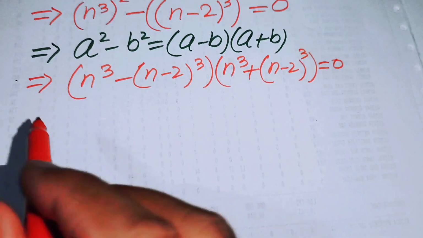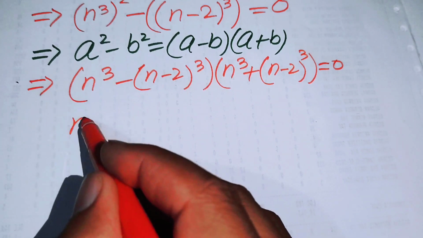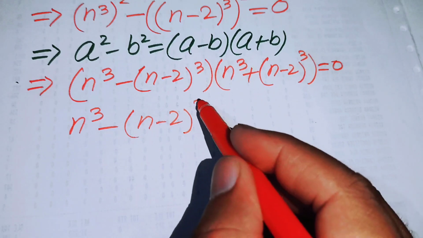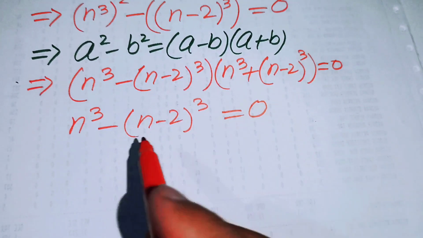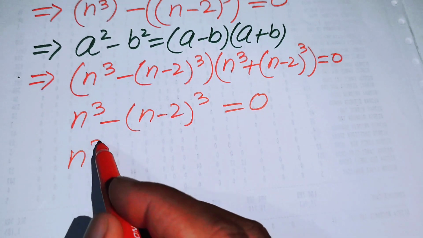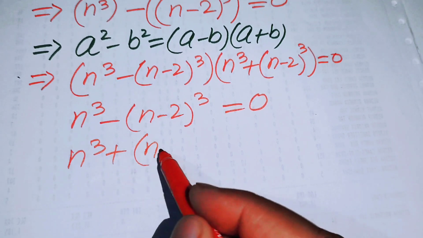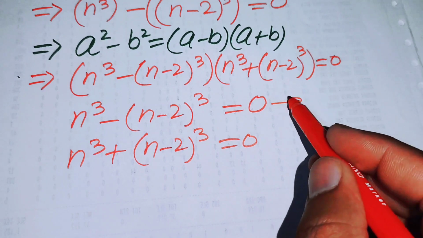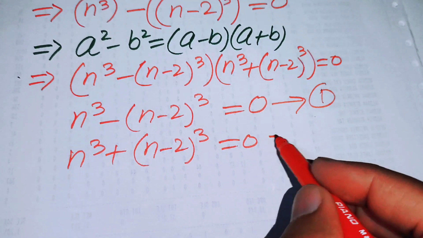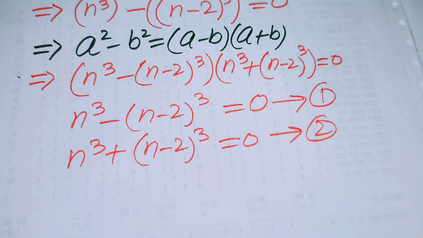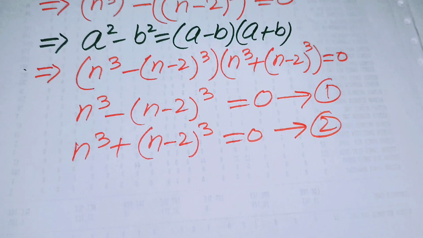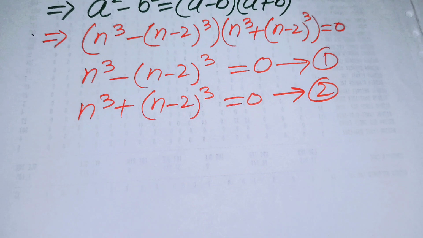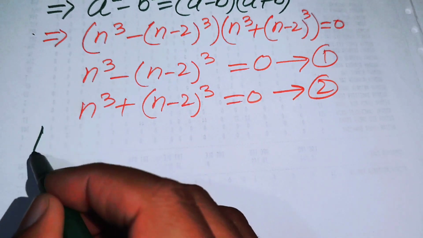And here we have two cases. The first case is we take n cubed minus (n minus 2) cubed is equal to 0, and the other case is we take n cubed plus (n minus 2) cubed is equal to 0. So here I can name this as equation number 1 and this as equation number 2. So now I can solve these two equations one by one. First I can solve equation number 1.